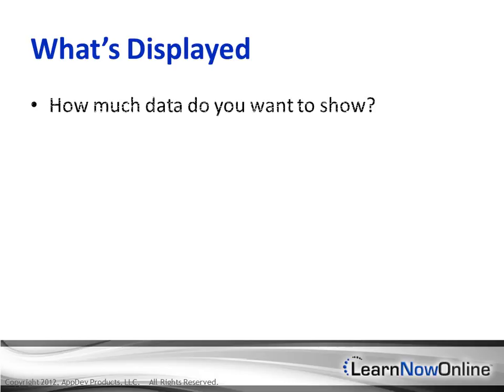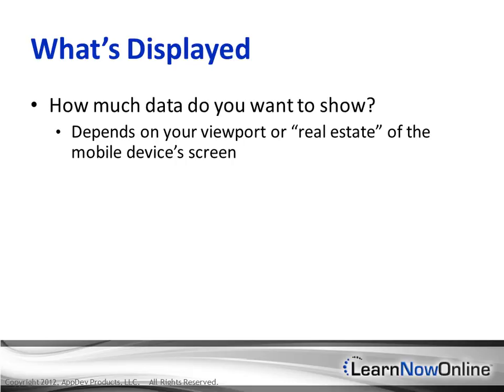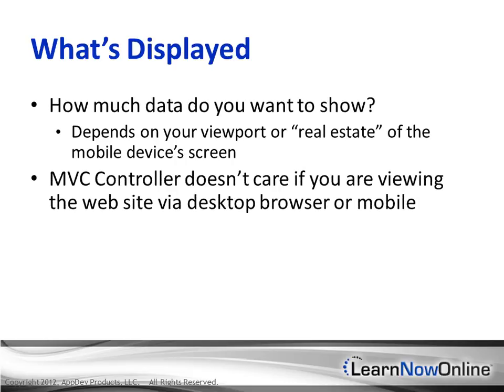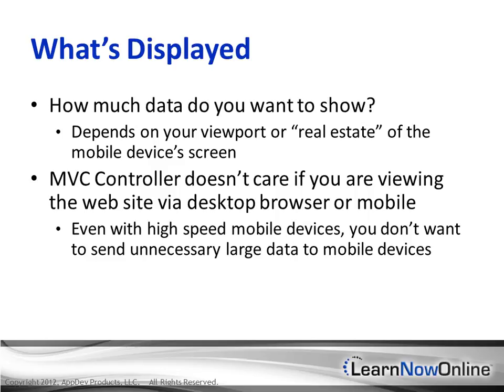What you have to keep in mind is how much data you actually want to show. This usually depends on the viewport, or the real estate, of your device's mobile screen. The MVC controller doesn't care if you are viewing the website via a desktop browser or mobile, so that's kind of out of the picture. Here, we are looking at different speeds that a mobile device can pull down versus a desktop application. So we want to be cognizant of people hitting these pages, and feed them the data as fast as possible, regardless of whether they are on a desktop browser or a mobile. We don't want to send unnecessarily large data to mobile devices by accident.